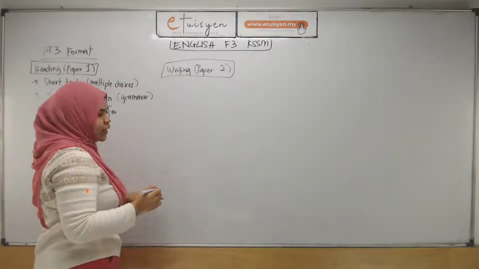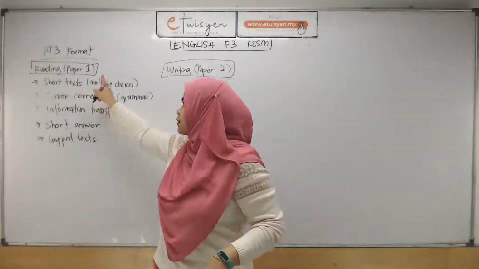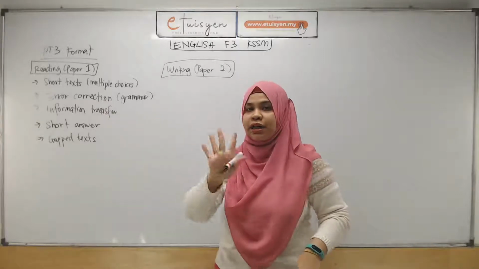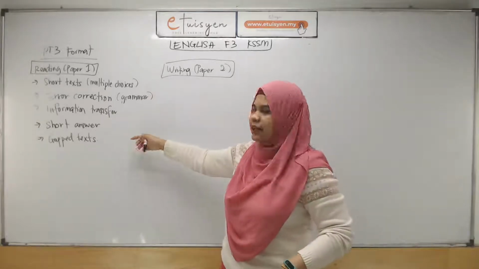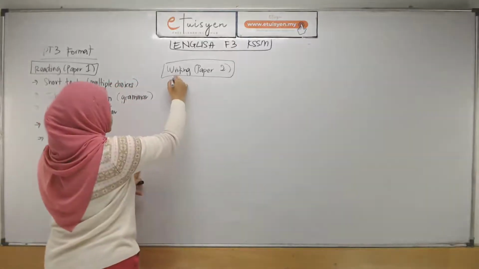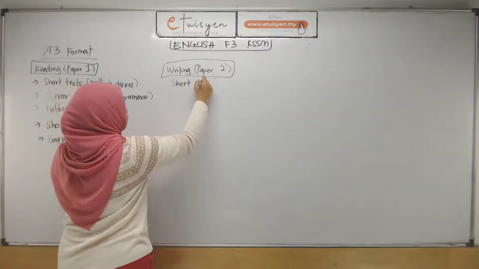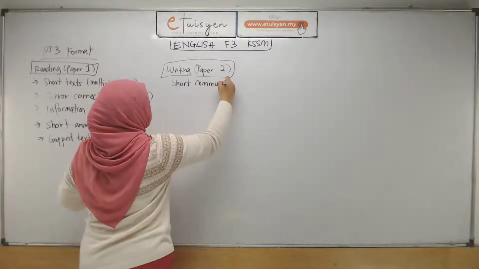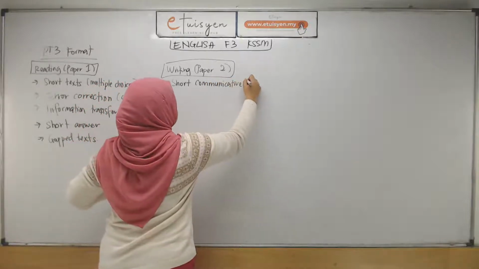So paper 2 ni ada 2 part. Okay, so yang untuk reading, paper 1 ada 5 part. All these 5 items. Now under writing ada 2 part. So the first one is short communicative message.